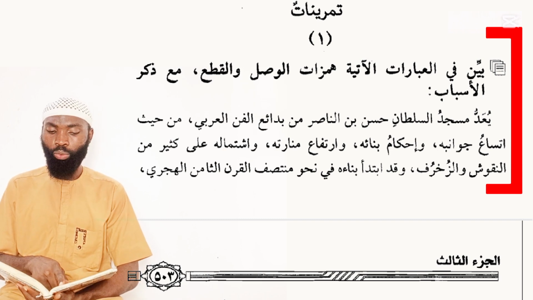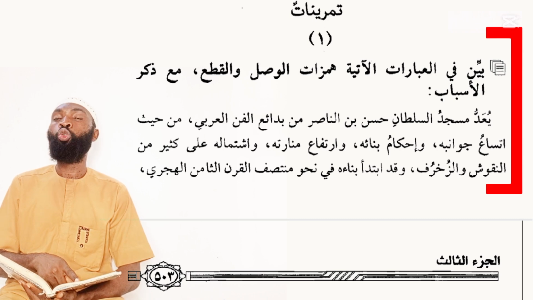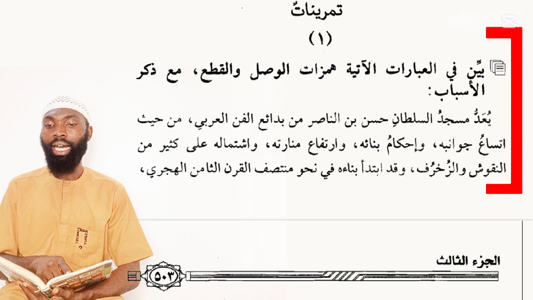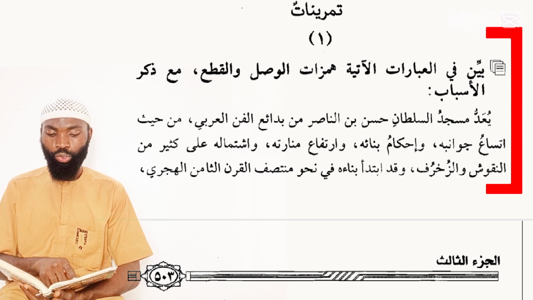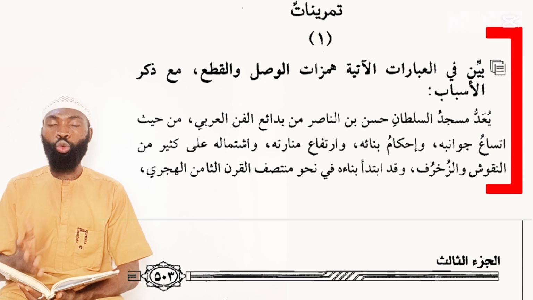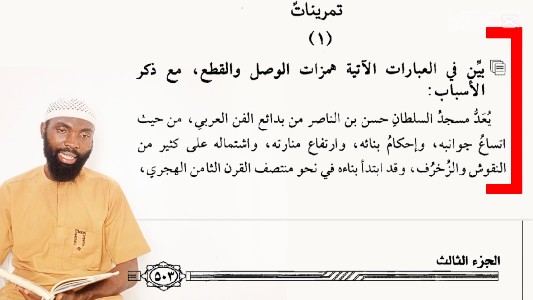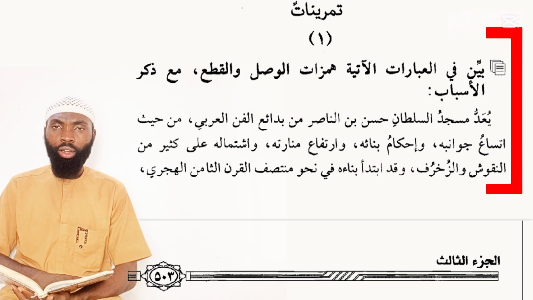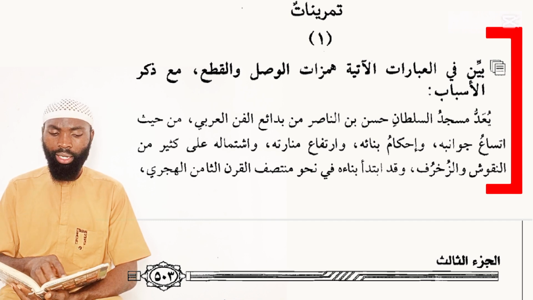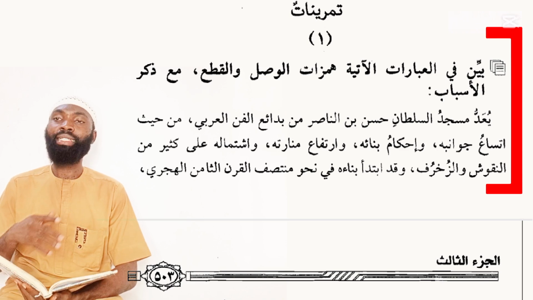So the hamza is hamzatul wasl. Washtimaluhu, also hamzatul wasl, because this is ishtimal, a khumasi verb also. Ala kathiri min al-nukush wa zukhruf, and nukush, you can see the al and the al there, they are both al-wasl. وقد ابتدأ بناءه في نحو منتصف القرن الثامن الهجري. All of the hamzas here are hamzatul wasl.